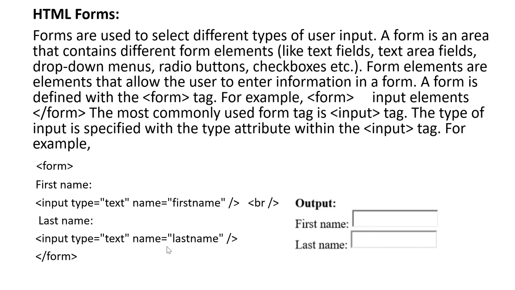Last name, input type text, name last name. For last name we use the type attribute as text. This example produces this output. We will check this in the example text editor.